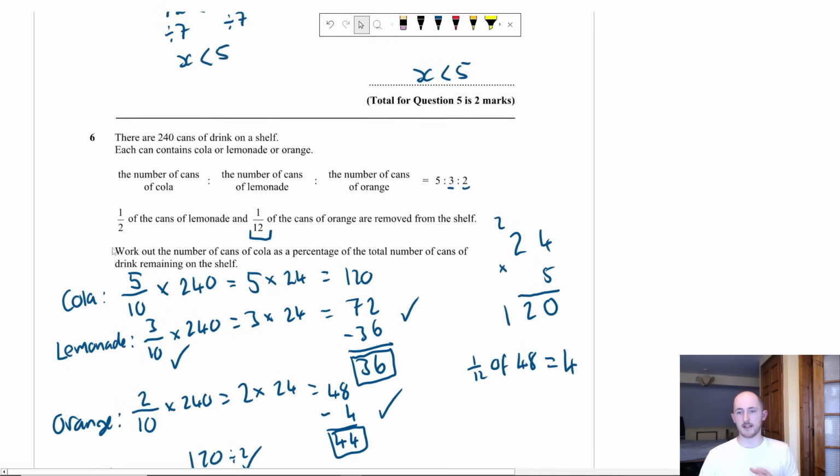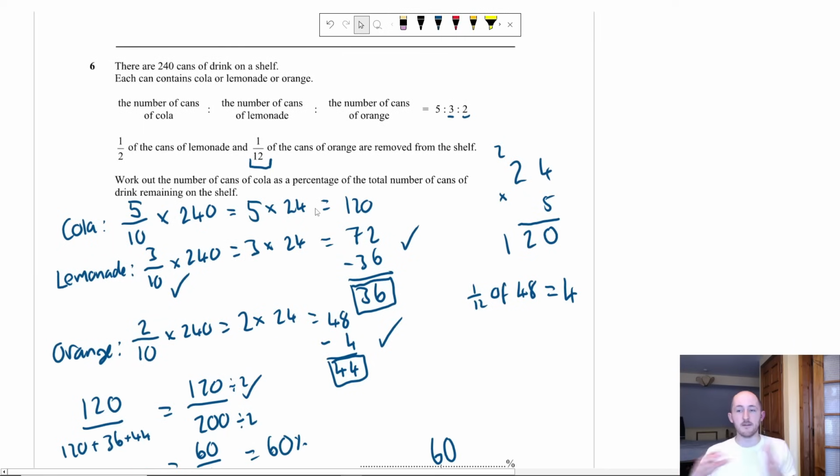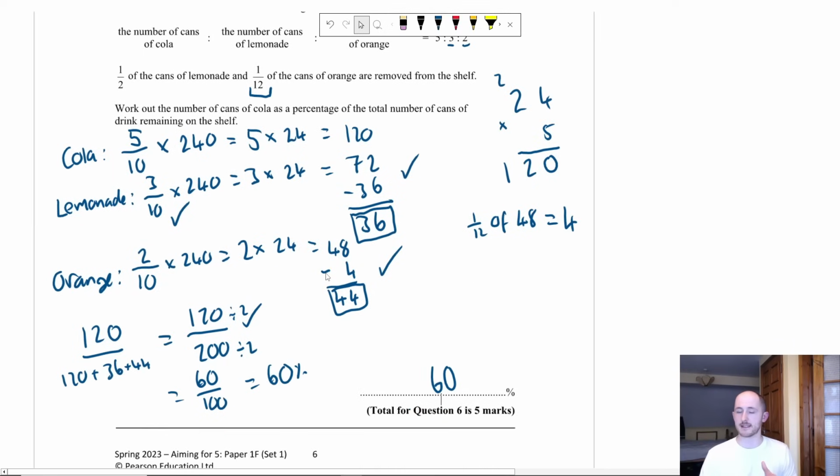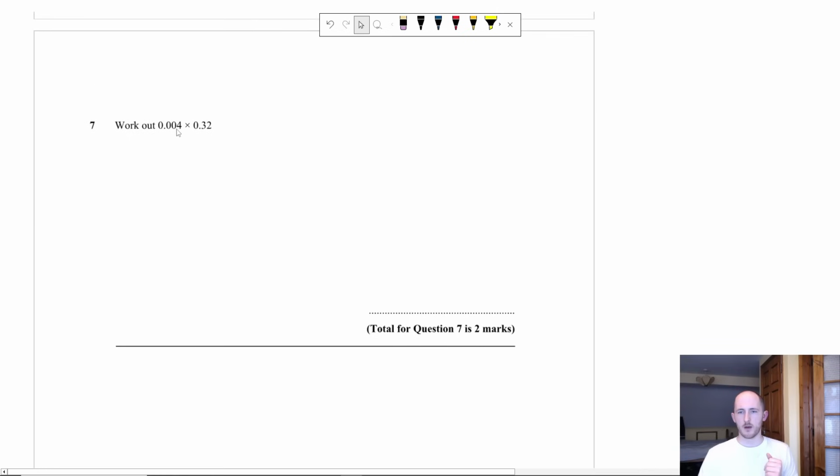Again, they like to try and confuse you by adding a bunch of information, but if you take it step by step, even if you don't get the answer, you get method marks for working out stuff, which isn't too bad. Okay?